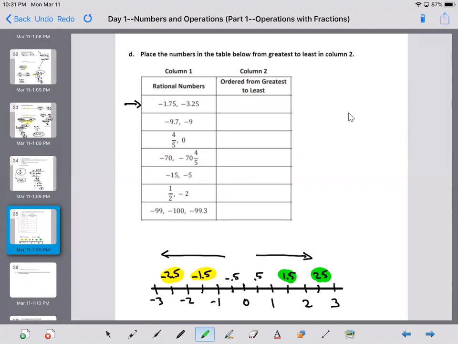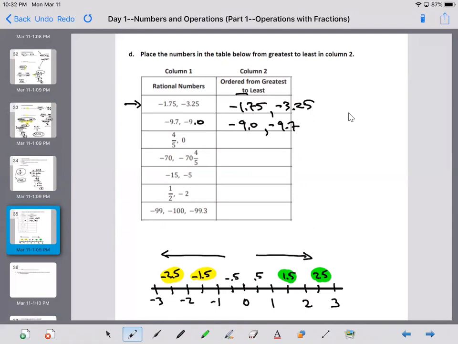But when we look at this, and I want to go from greatest to least, well, that would be -1 and 75 hundredths, and then -3 and 25 hundredths from greatest to least. And then -9 and 7 tenths, and then this is just -9. Well, greatest to least would be -9. That is larger than -9 and 7 tenths. And then we think 4/5 and 0.